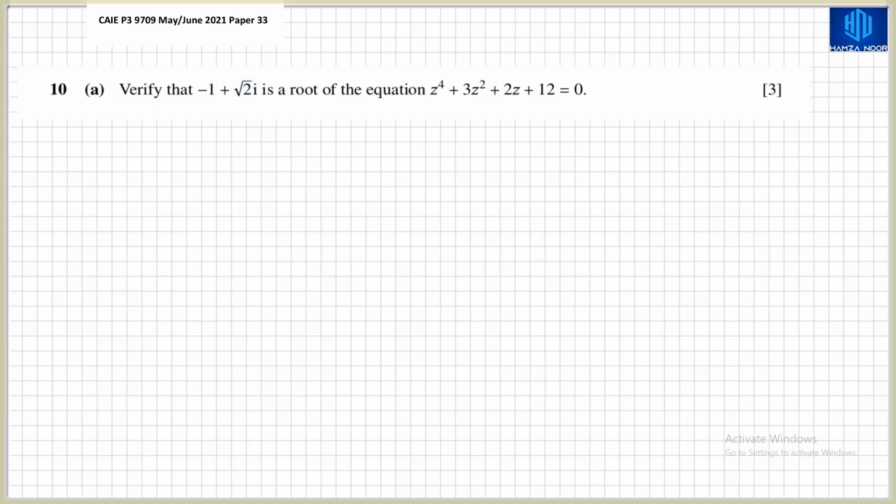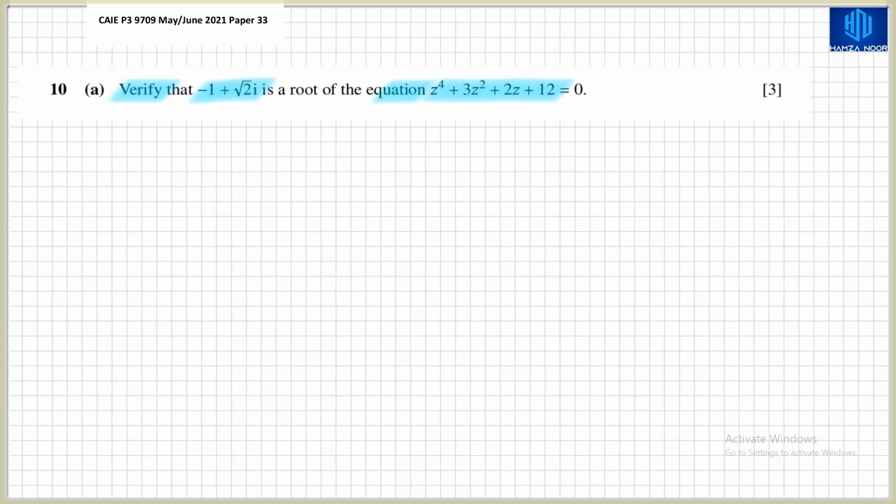So in part A we need to verify that -1 plus root 2i is a root of the equation z to the power 4 plus 3z squared plus 2z plus 12 equals 0. All right. So what we are going to do, we are going to substitute this root into this equation, and therefore we will prove that it is equal to 0.